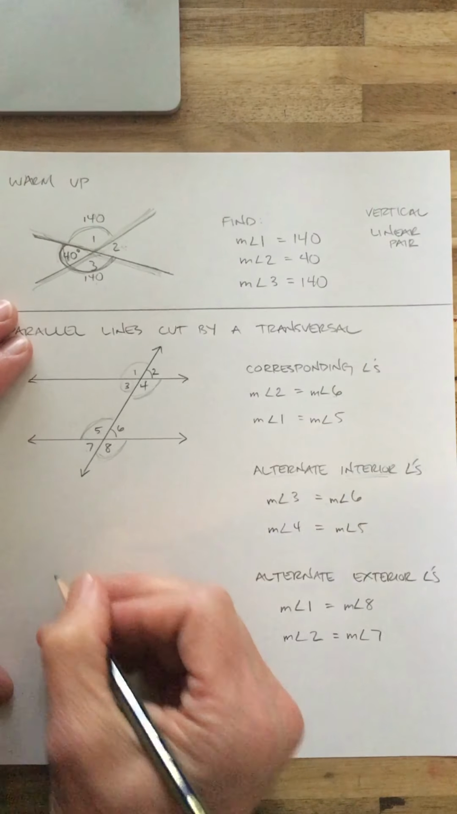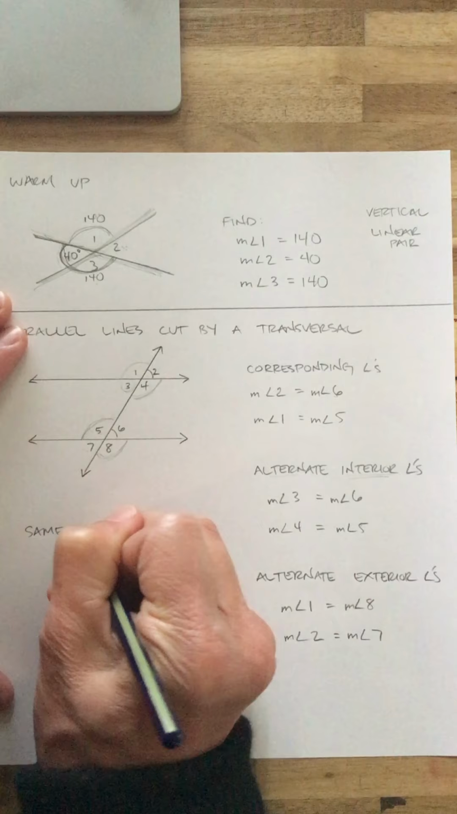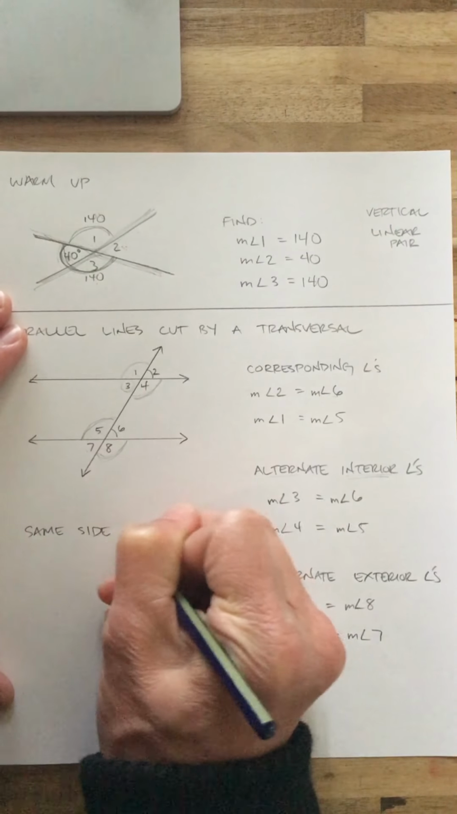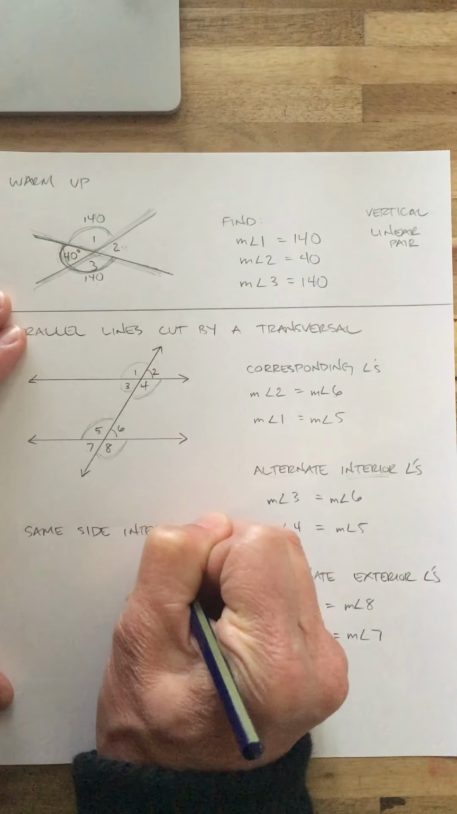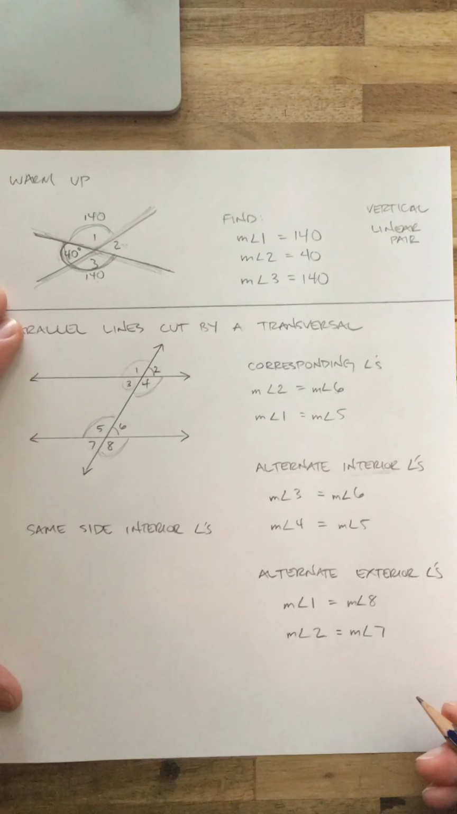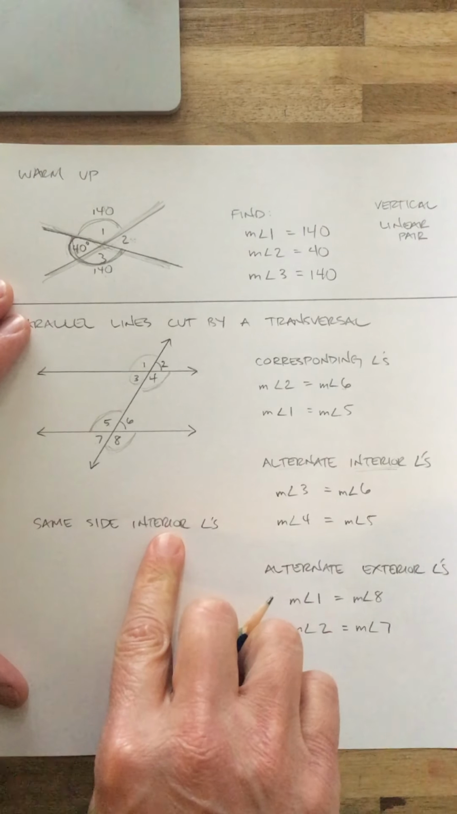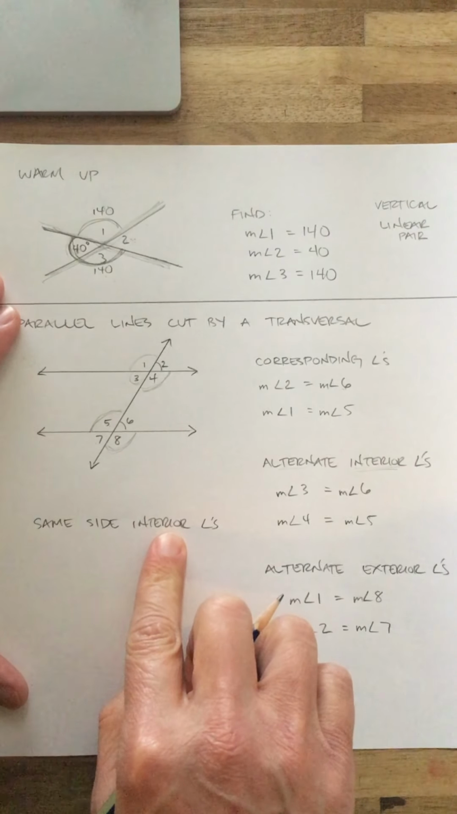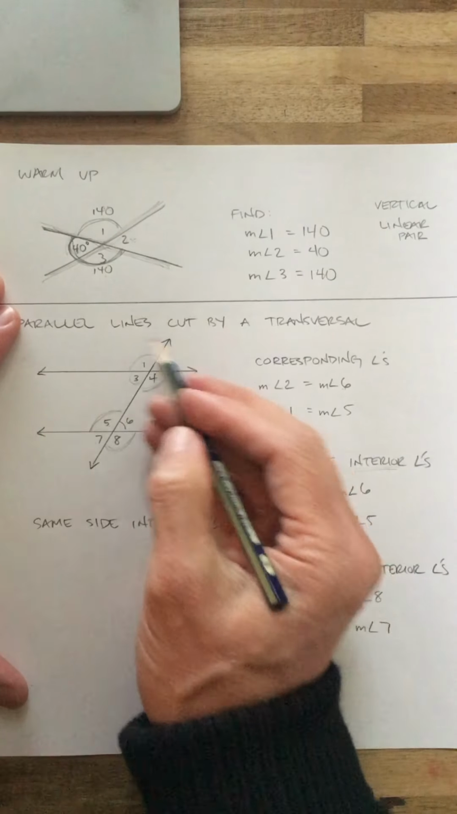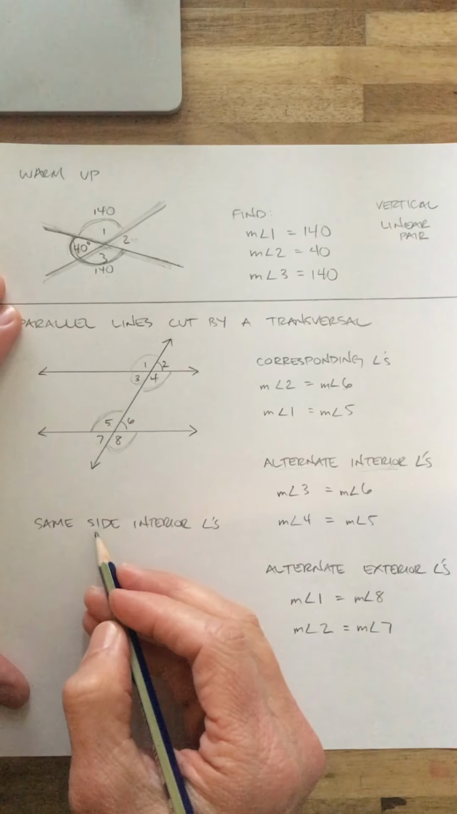Here we go. How about same side interior angles? Okay, same side interior angles. All right, well, again, we're talking about interior angles, so what do I have to choose from? 3 and 4 from the top cluster, 5 and 6 from the bottom cluster. It says same side interior.